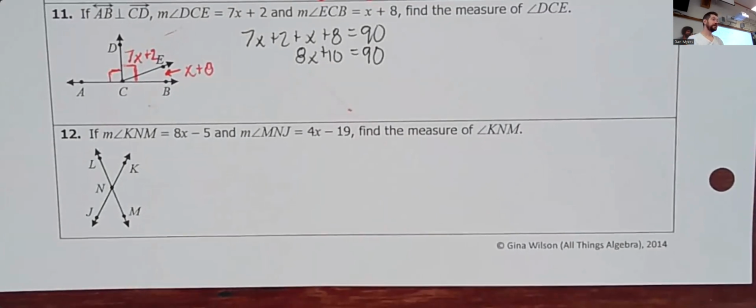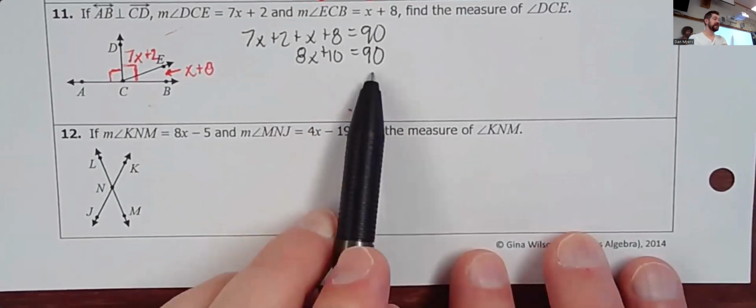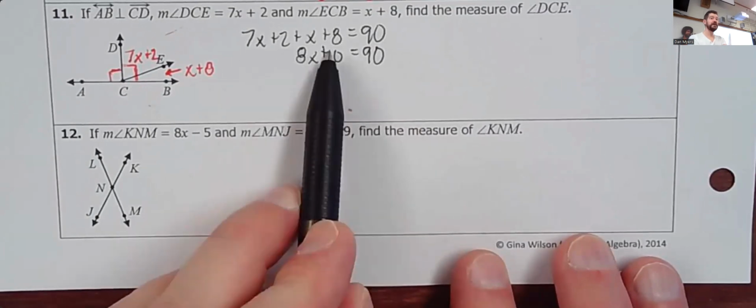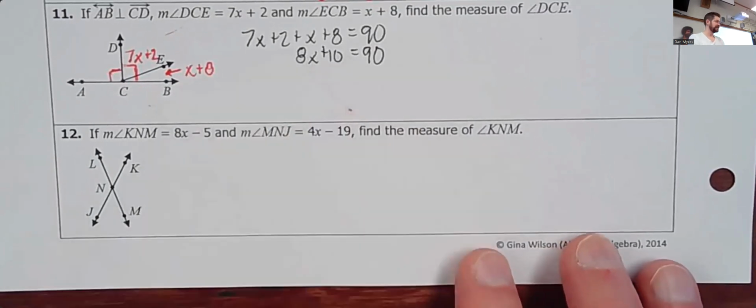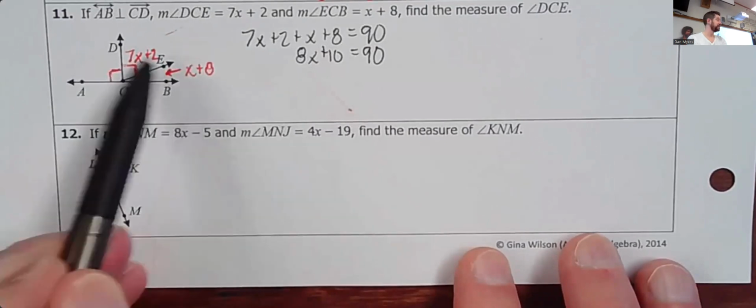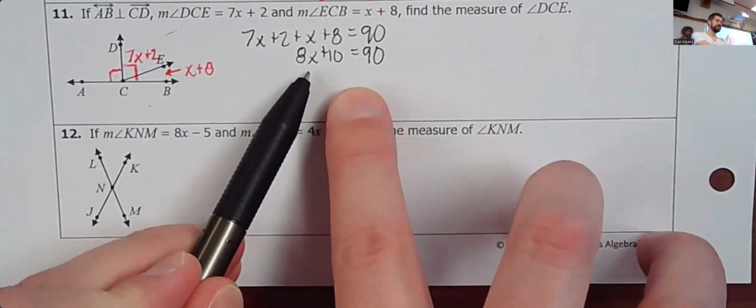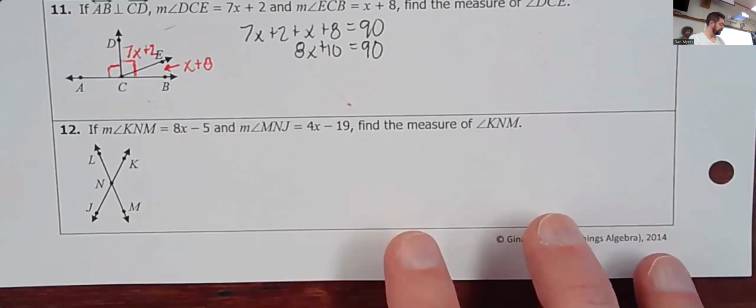And if you know that, you can just start by writing 8x plus 10 equals 90. You do not have to start up top here. I just wanted to show you what it looked like before adding them together. But if you do your like terms, combine them here, and then just write your equation there, that's fine. Next, what do we do?